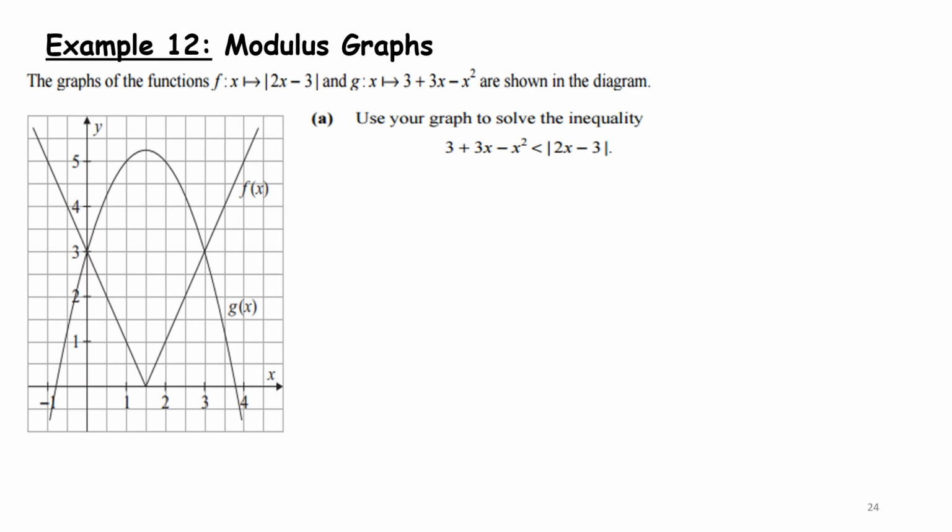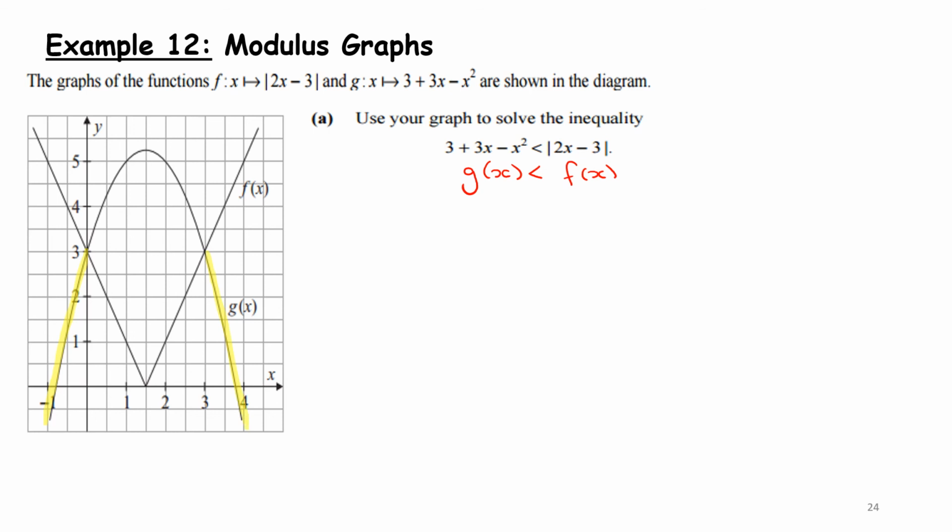Use your graph to solve where 3 plus 3x minus x squared is less than the absolute value of 2x minus 3. So they're asking us, where is g of x less than f of x? So where is the quadratic lower than the modulus? So that happens here. And when they say lower, we're talking about y values, so higher and lower. So here is a section of the graph that's lower. You can see where the straight line of the modulus is above it. And here is the second piece.